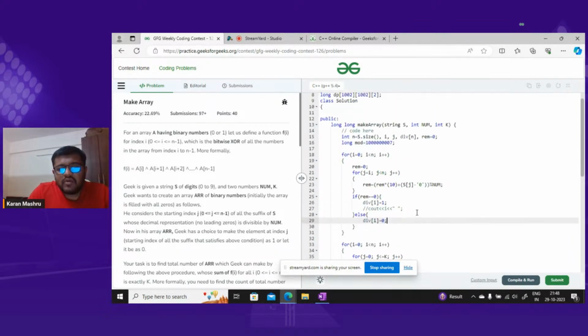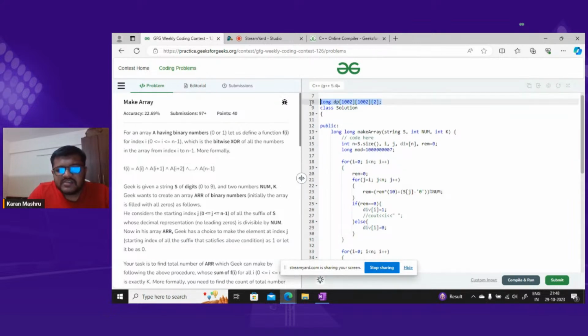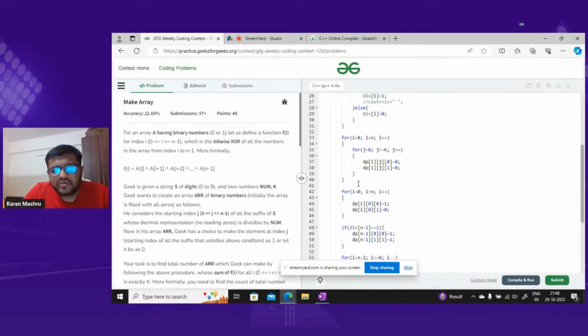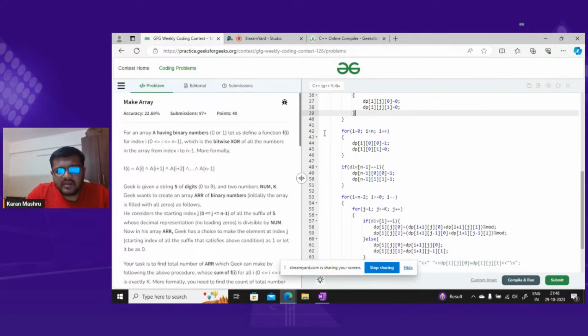Okay, now I have taken this DP table of size 1002 cross 1002 cross 2. Okay, let us fill it. So in tabulation, first of all, we fill the base cases. So what are the base cases? First of all, I have marked all of them as 0, in order to avoid any kind of garbage value. Then from line 42, I have started filling the base case.